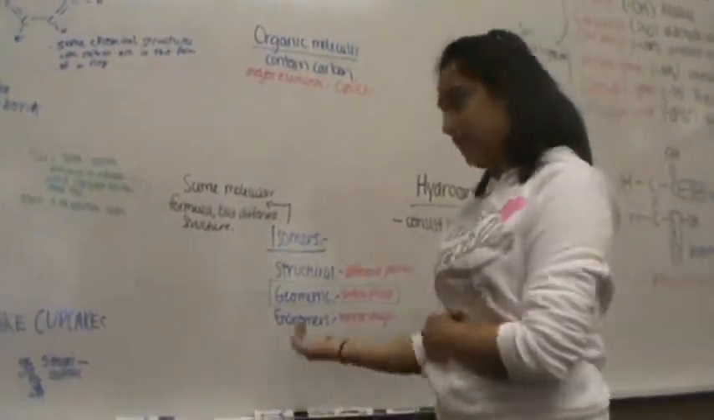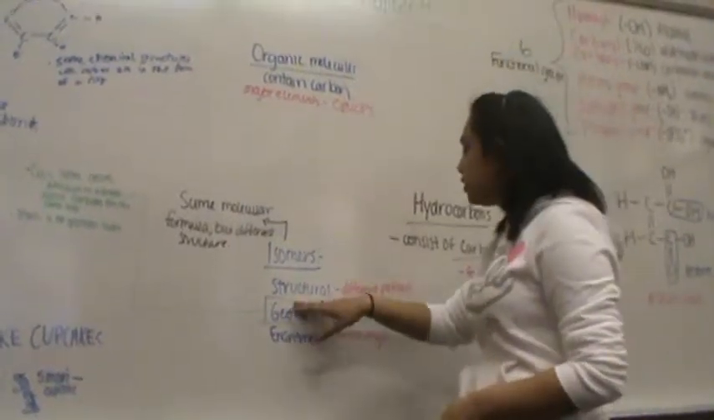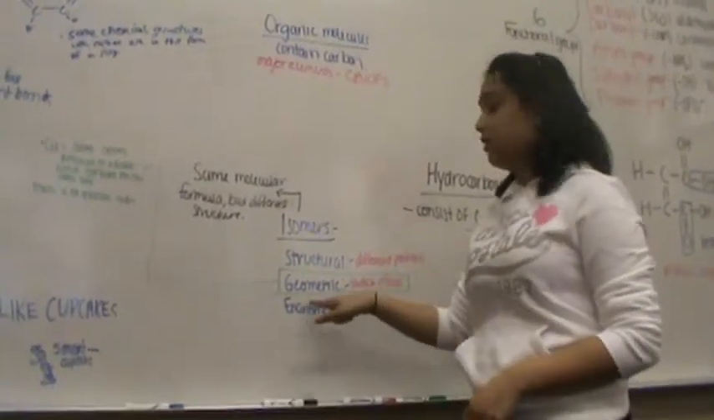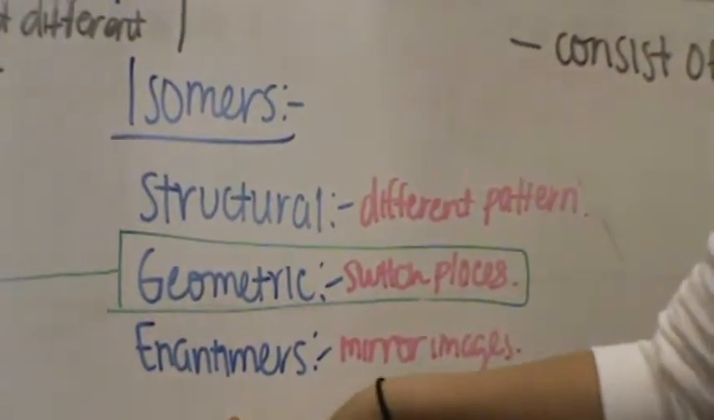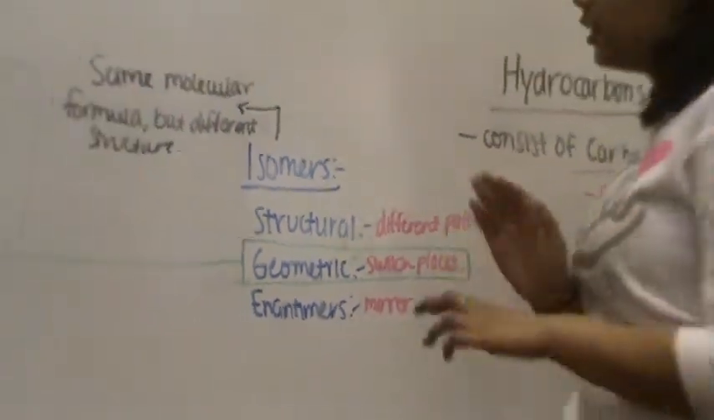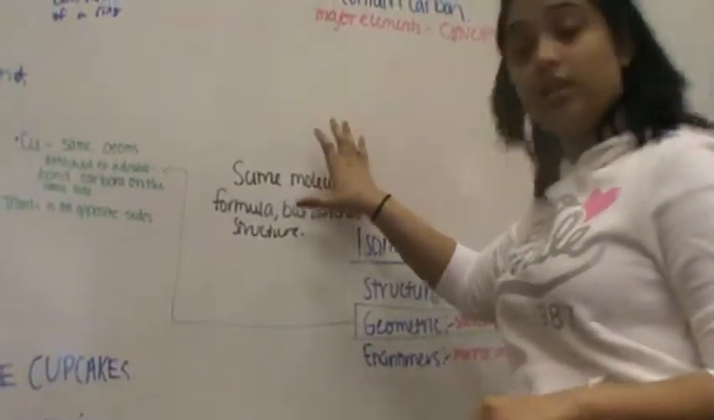So if you need to see examples, go see chapter 2. Isomers are structural; they basically have different patterns. There's geometric isomers, where atoms switch places, and there's enantiomers, which are mirror images of each other. And an isomer basically has the same molecular formula.